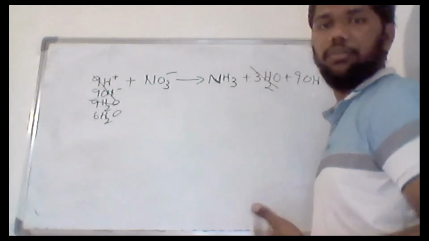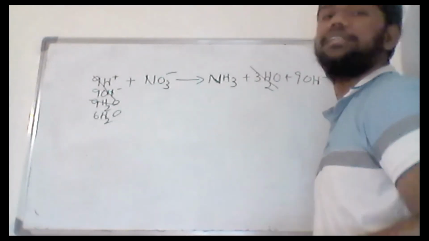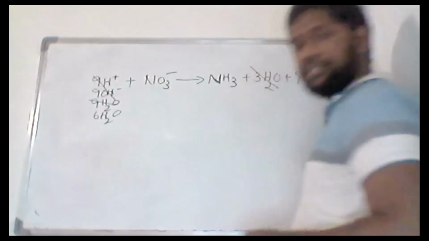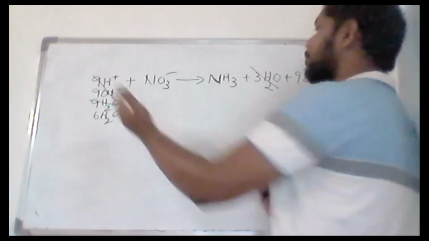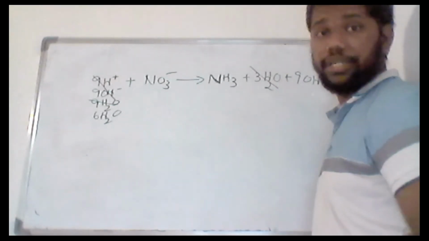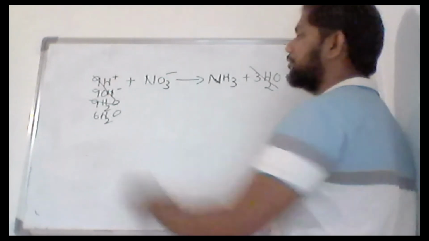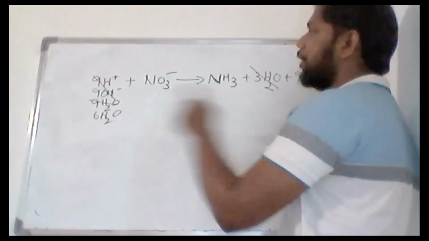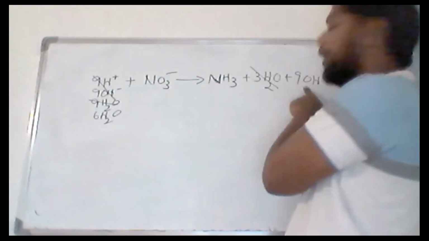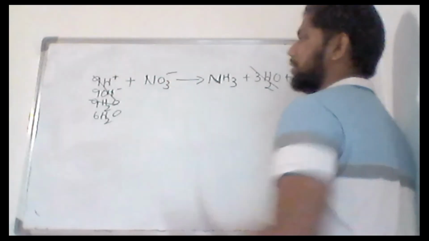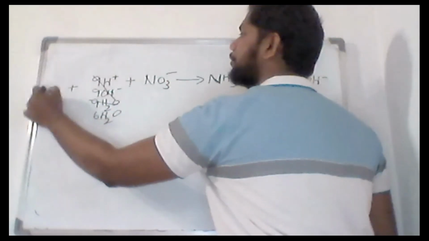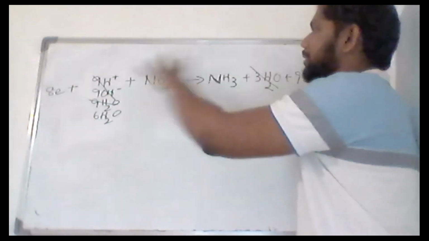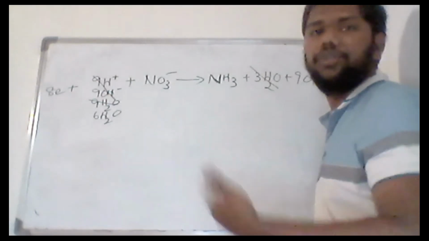So you remember the normal method: you first balance the same way as in the acidic medium, put 9H plus, then put the same number of OH minus on both sides, combine to form water and cancel. That's it. So here you have 6H2O, NO3 minus, ammonia, and 9OH minus. Then you need to balance the charge. There is 9 minus here and 1 minus here, so I can add 8 electrons. So in this reaction, nitrate is converting to ammonia.